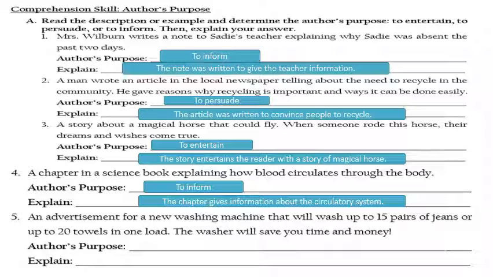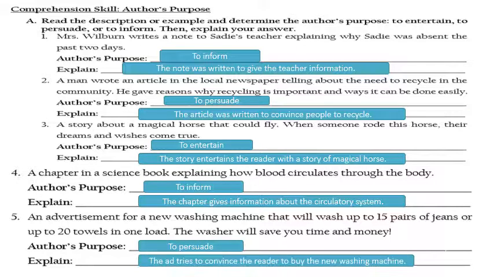Last one, an advertisement for a new washing machine that will wash up to 15 pairs of jeans or up to 20 towels in one load. The washer will save your time and money. So here it's to persuade, to convince people to buy the washing machine. So the explanation is the ad tries to convince the reader to buy the new washing machine.